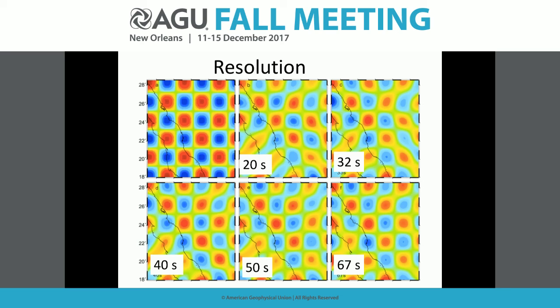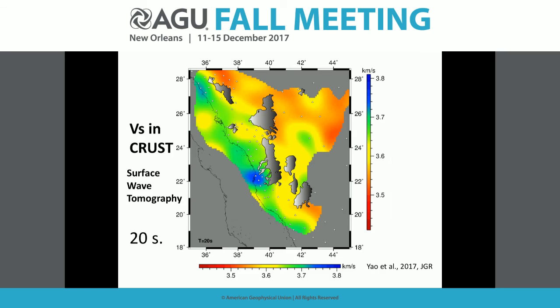So we have very good resolution, including, this is the Red Sea here, and here's the coastline. We have good resolution for different periods. 20 seconds, of course, is imaging the crust. 67 seconds is imaging down into the mantle. Well, I was really surprised when we looked at the VS in the crust, the 20-second surface wave tomography. We don't see any correlation with the volcanics. The volcanics, of course, are shown here in gray. So there really is no low shear wave velocity associated with the volcanic systems.